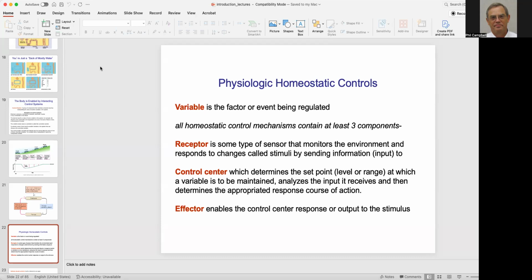I can tell you right now, from this day to the end of the semester, I will be giving you multiple examples of homeostatic control systems. Because that's all the body is. Okay? So you might as well memorize this part now.